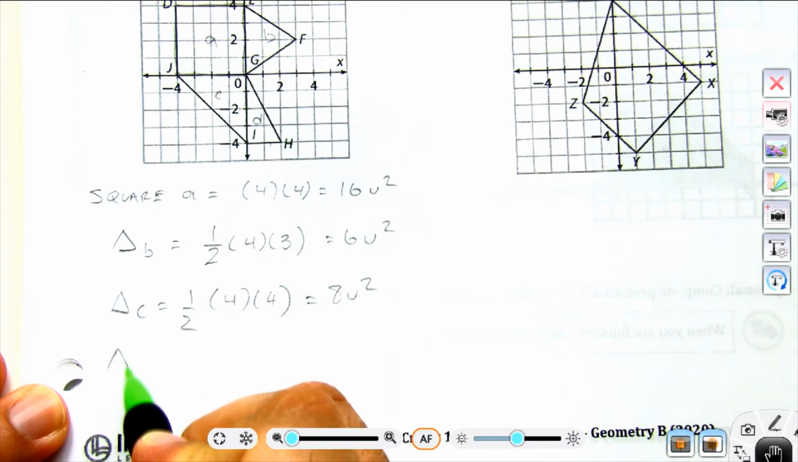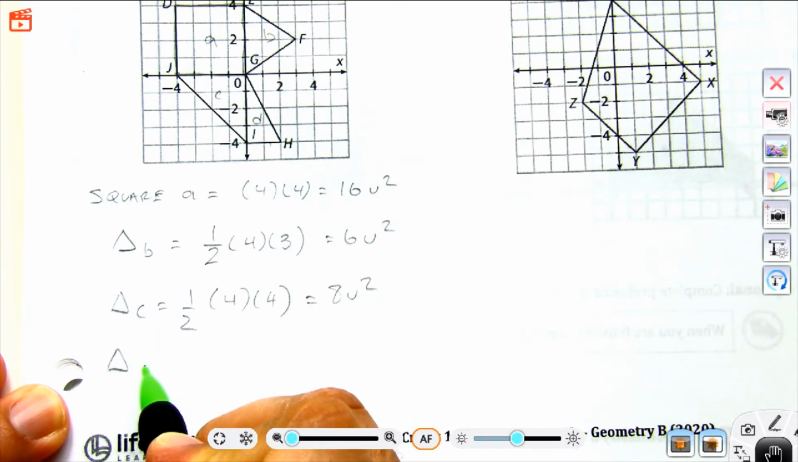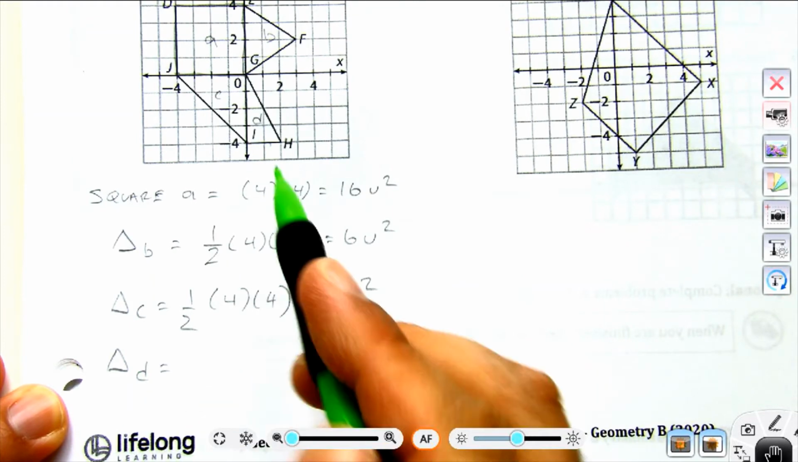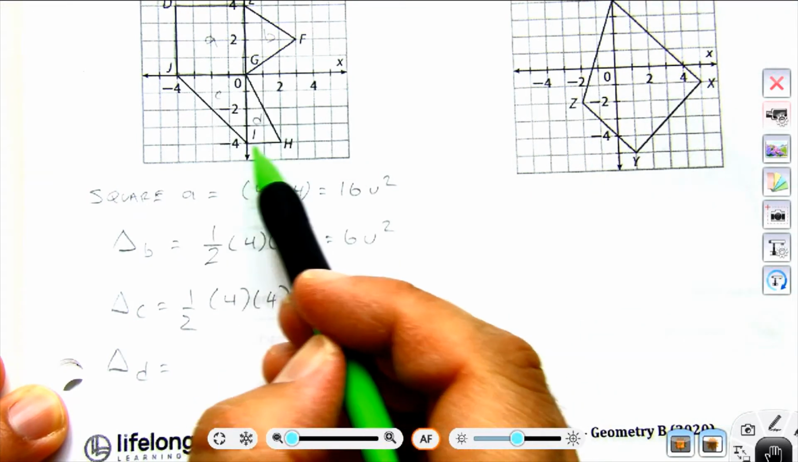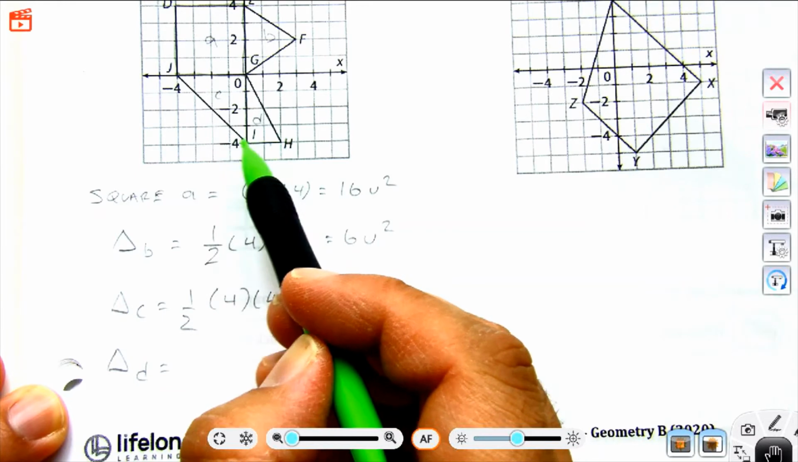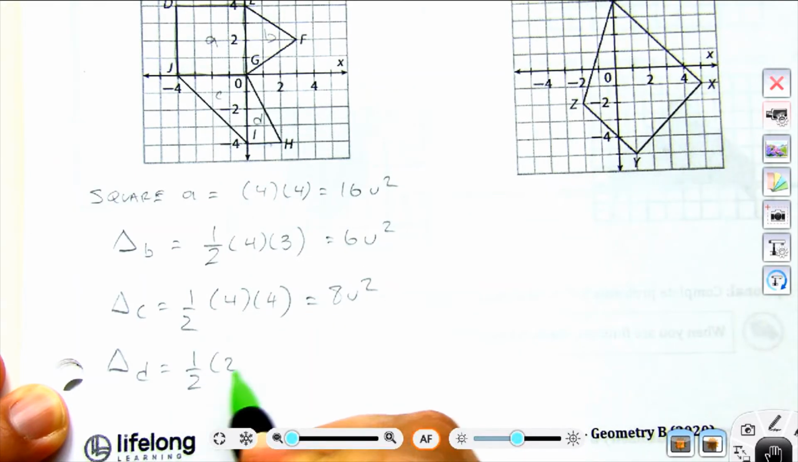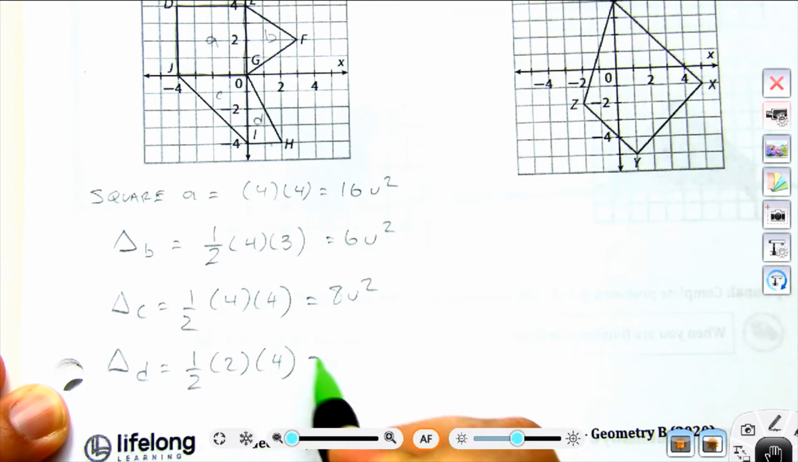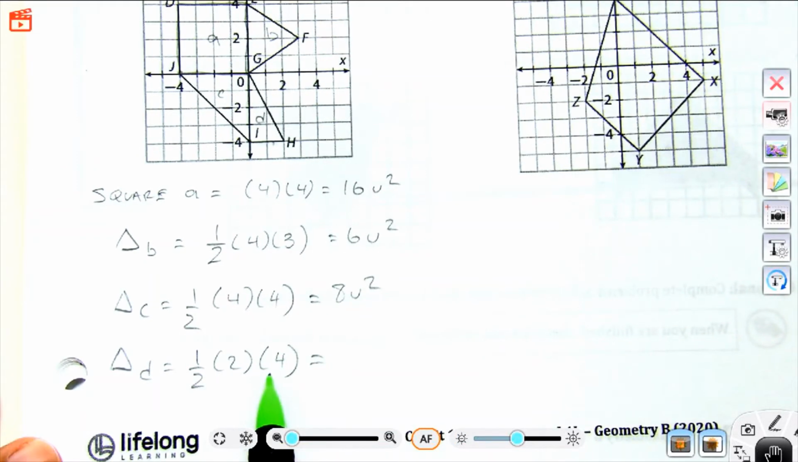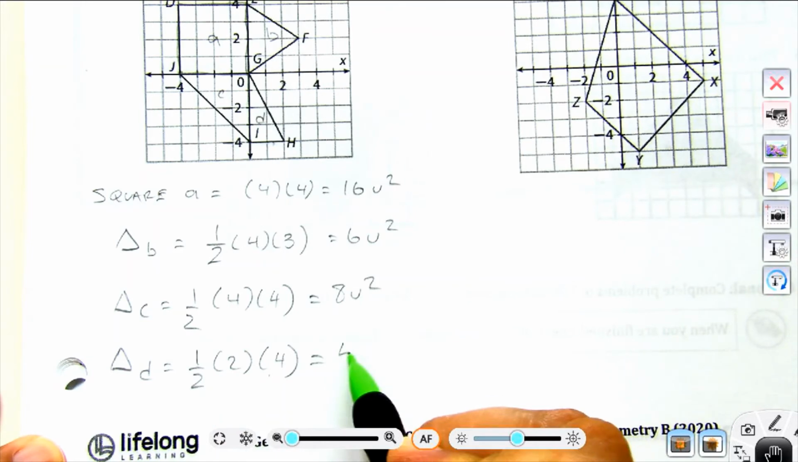And then triangle D. Let's call this the base. The base is 2, and the height is 4. So we have 1/2 times 2 times 4. 2 times 4 is 8, and half of 8 is 4.